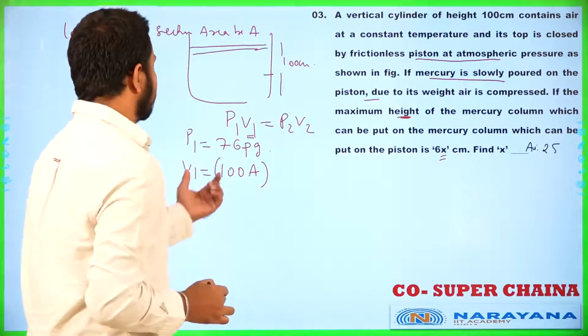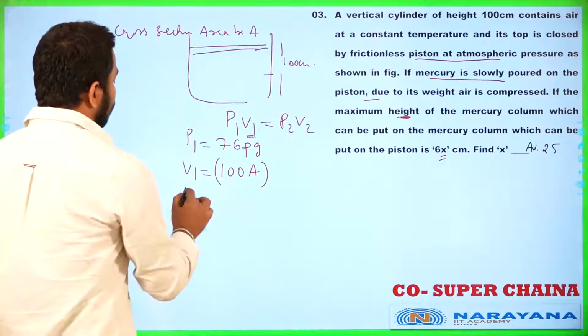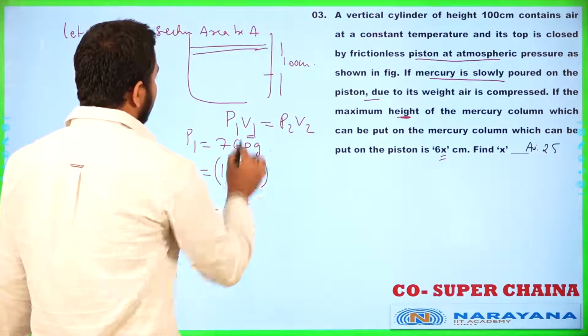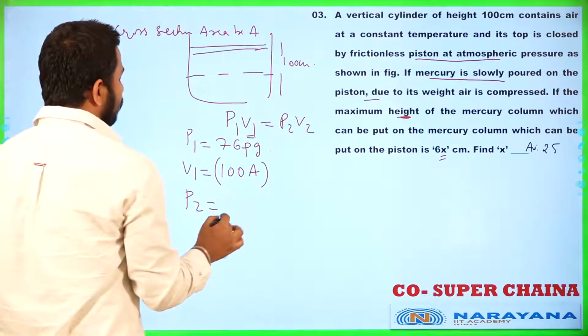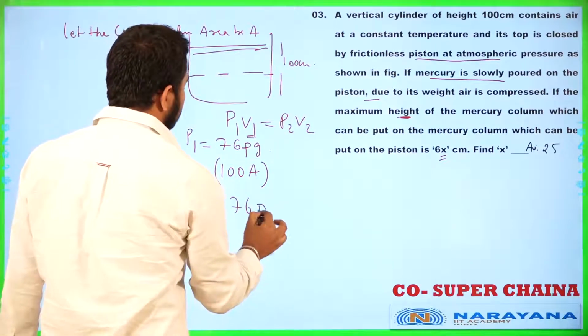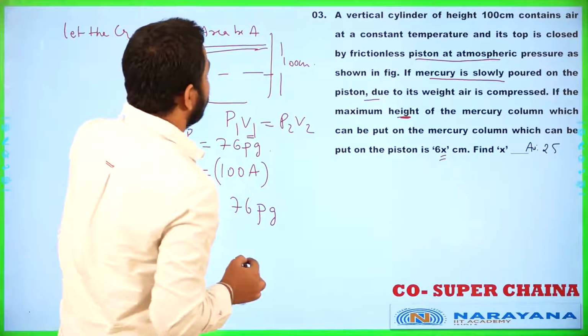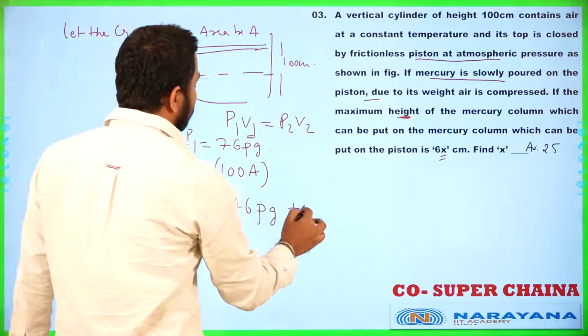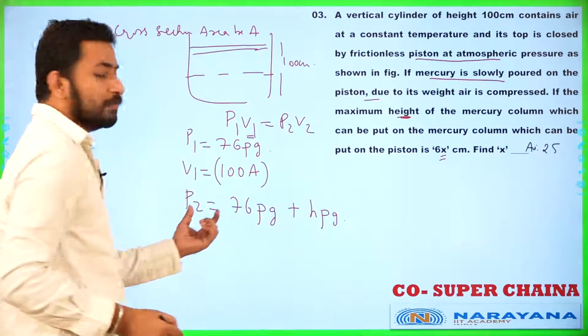That is the height initially given. That 100 into A, this area we are taking. Now for P2, student, we can write here, when it comes to this height, say, so this one height, we can write here 76 rho g. Let's take this height to be h. So it will be plus h rho g. This will be my P2.